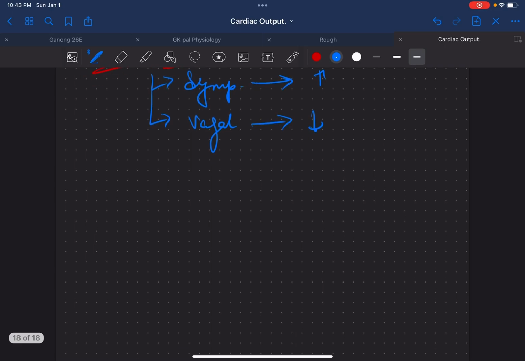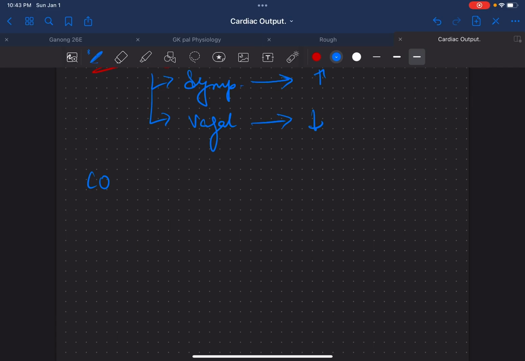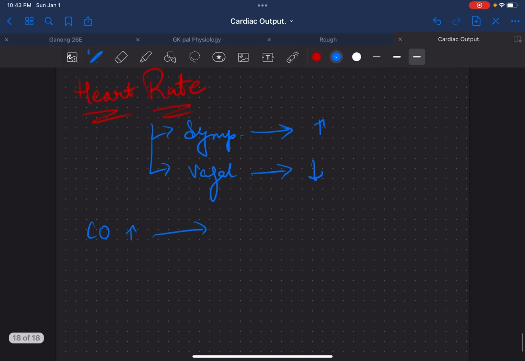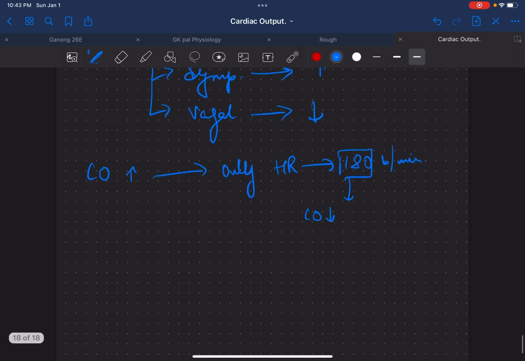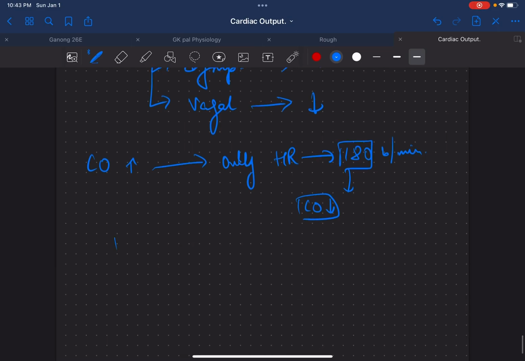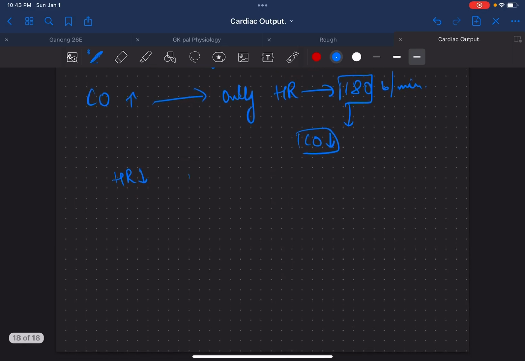Now, cardiac output will increase only when heart rate is up to 180 beats per minute. When it overshoots this value, cardiac output will lower. The reason being, when the heart rate is low, it gives enough time for my ventricles to fill up so that the blood can be pumped into the aorta. When the heart rate starts to increase, although the amount of blood that comes into my ventricles is lesser as compared to the initial value, the total HR times stroke volume is greater.